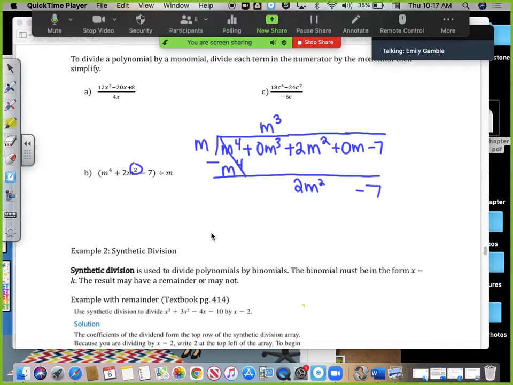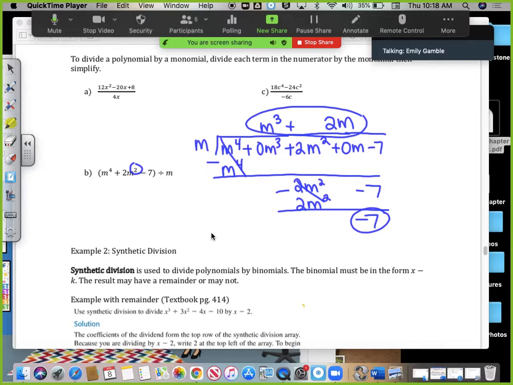Okay, then I would figure out how many times m goes into 2m squared, and that would be plus 2m times. So I'm going to line it up here, plus 2m. m times 2m is 2m squared. I then would subtract. These cancel. I can bring down the negative 7. And m does not go into negative 7, which means that negative 7 is the remainder. What we have as our answer is up here.